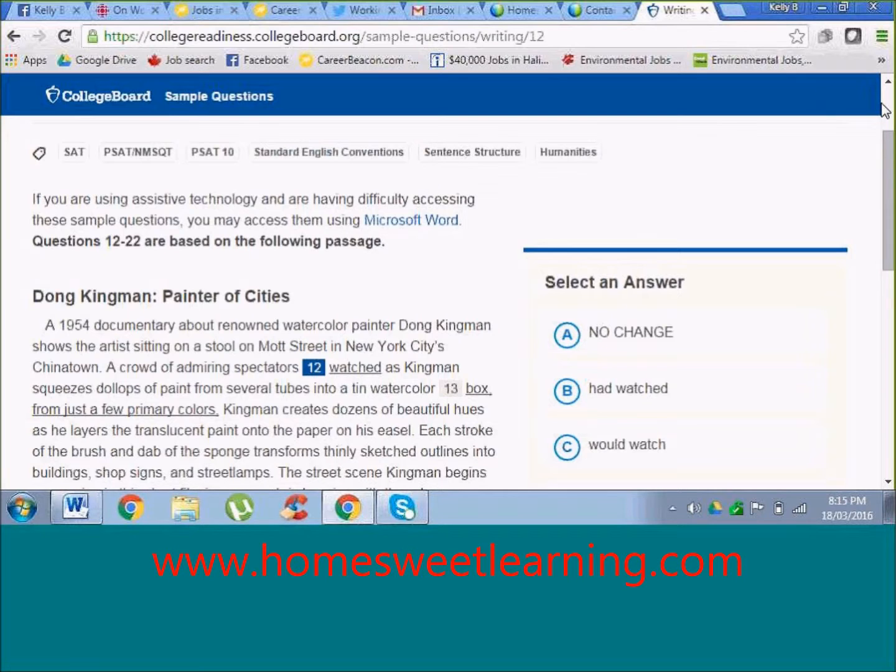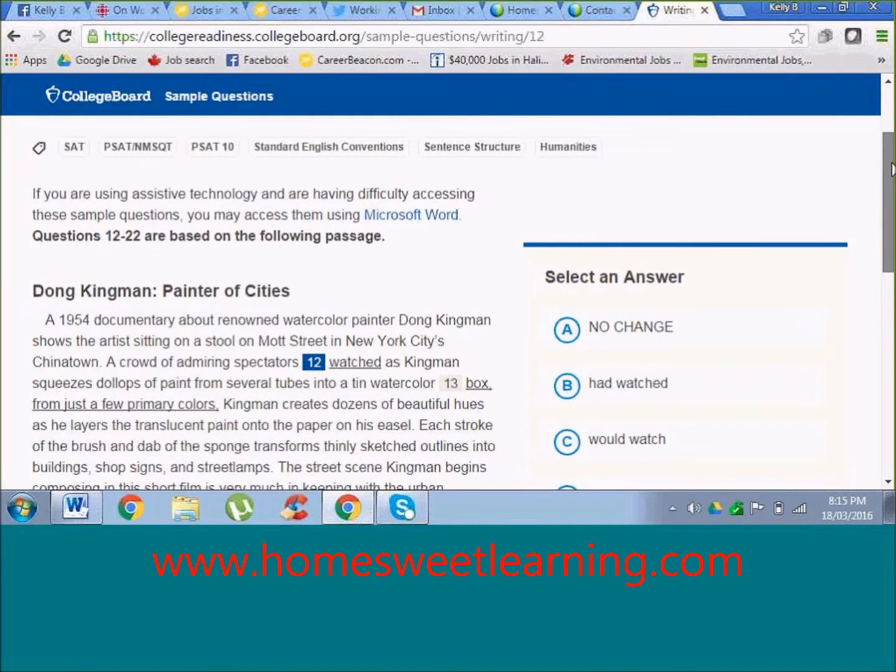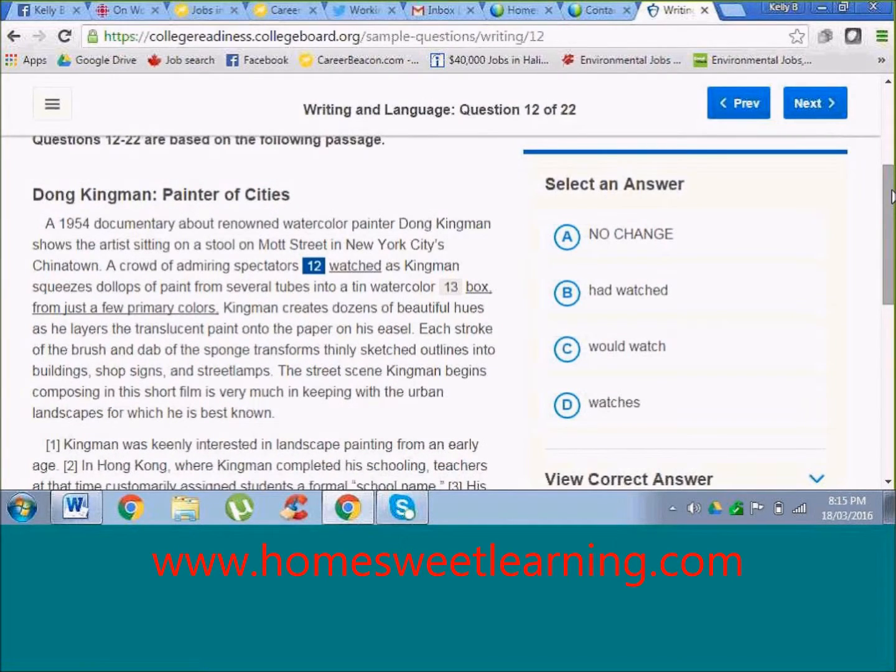So, to begin, I'll read the story of Don Kingman, painter of cities. A 1954 documentary about renowned watercolor painter Don Kingman shows the artist sitting on a stool on Mott Street in New York City's Chinatown. A crowd of admiring spectators watched as Kingman squeezes a dollop of paint from several tubes into a tin watercolor box.